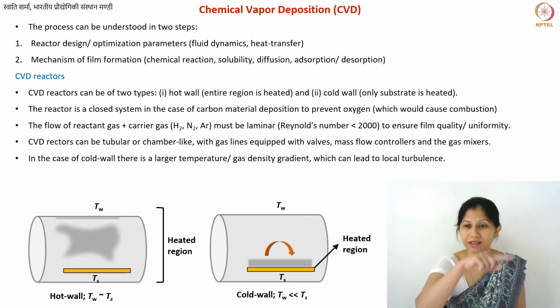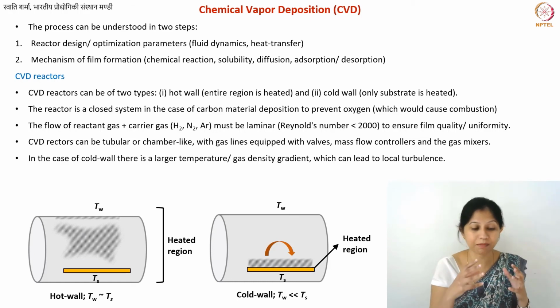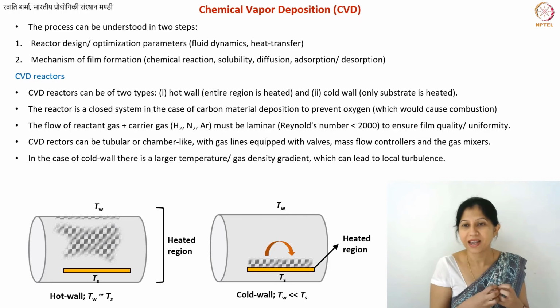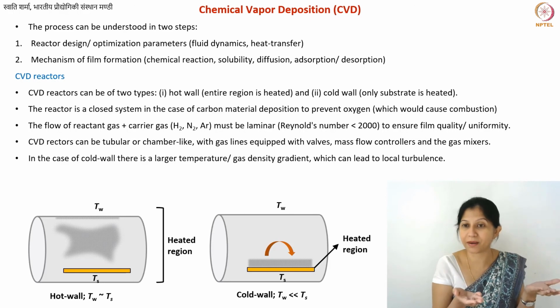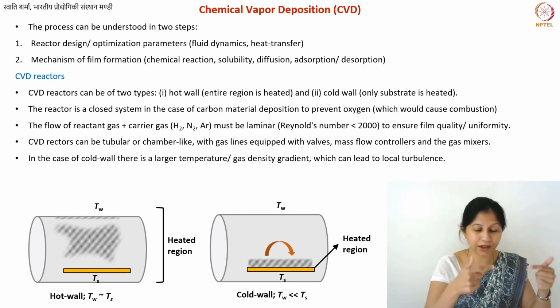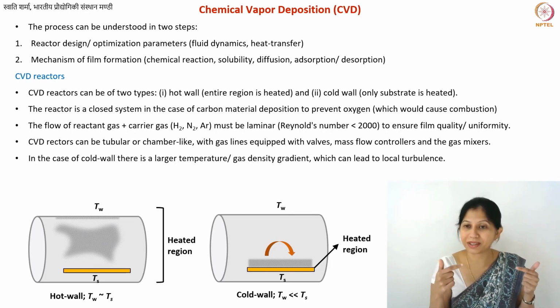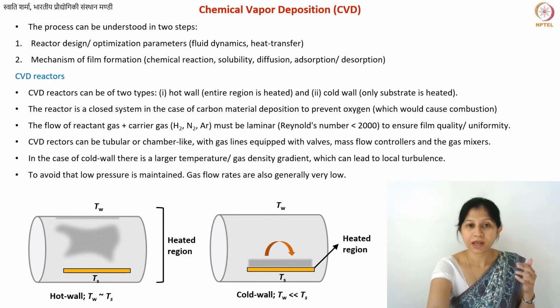Because then you will have these convective lines because of the thermal gradient, and that is something which can create local regions of turbulence. And local regions of turbulence on top of your substrate are detrimental for your process, because then you will get non-uniform films. So this is something that you need to ensure. There is also something known as the boundary layer formation that we'll probably discuss in the next lecture.